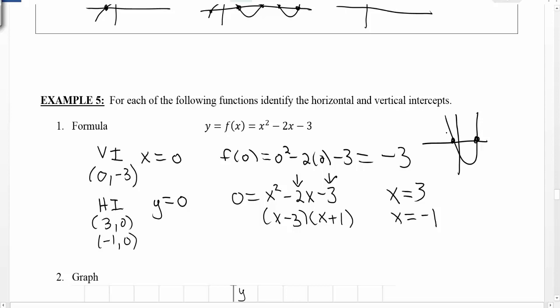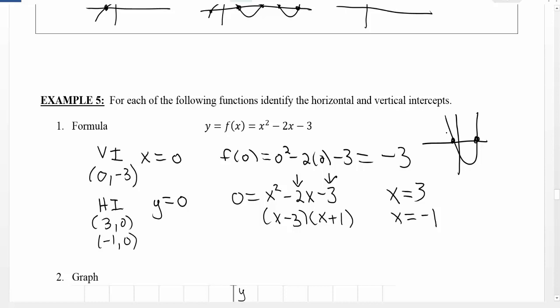So that makes sense to what we've said here about our intercepts. Our vertical intercept happened at -3, which is below the x-axis. That's what happened here. And our horizontal intercepts were at 3 and -1, which matches up with what the picture of this function looks like.